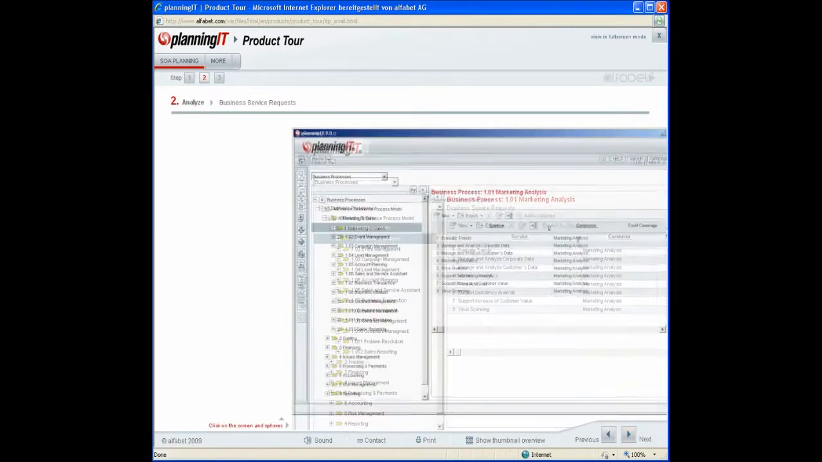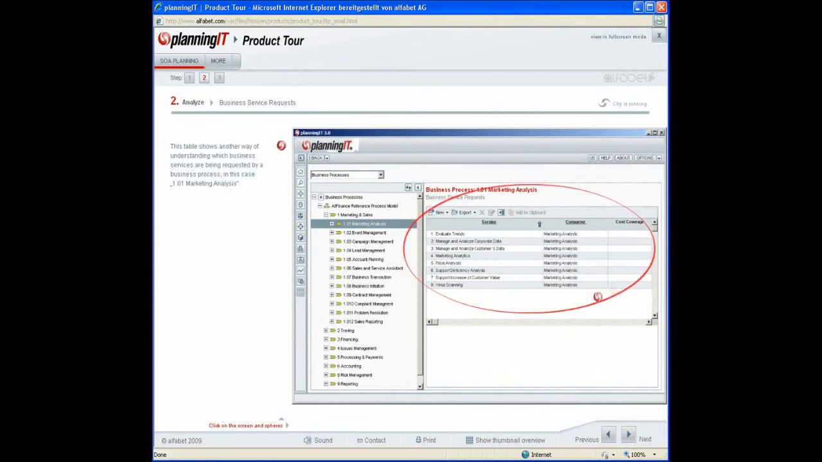Business service requests. This table shows another way of understanding which business services are being requested by a business process. In this case, 1.01 Marketing Analysis. In comparing these with the services requested by other business processes, we can identify services for reusability.